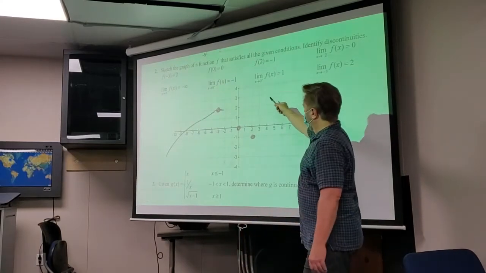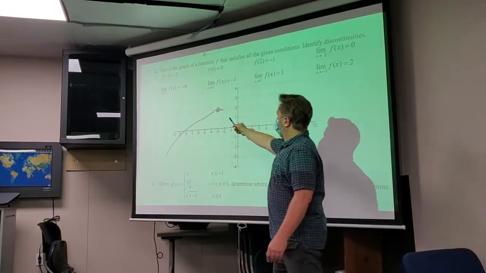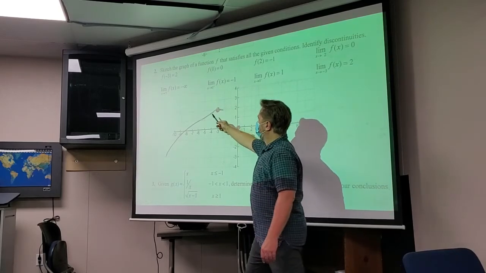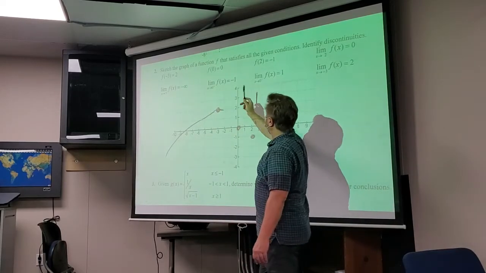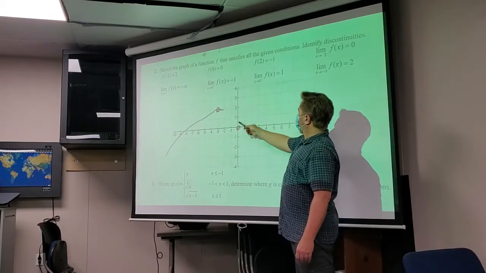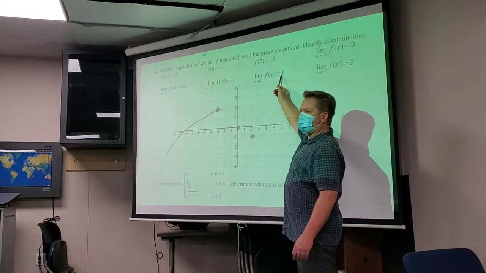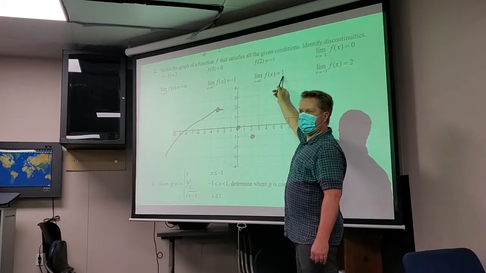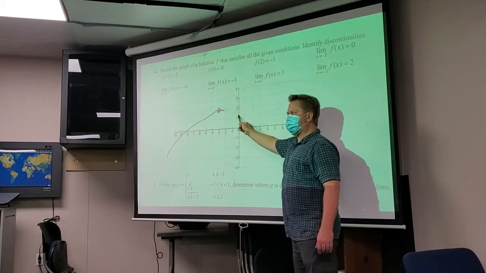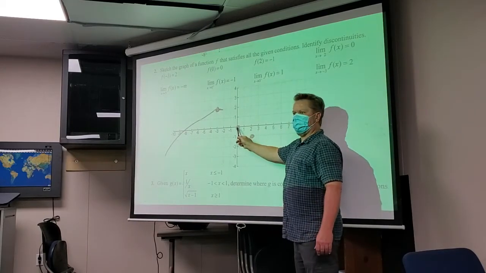0. So which one is talking about what I'm doing now? Which one? 1, 2, 3. 3. So from below, from the left, as I come to 0, my outputs have to approach 1. What does that mean is going to be right here? Open circle, because it's already defined to be there.